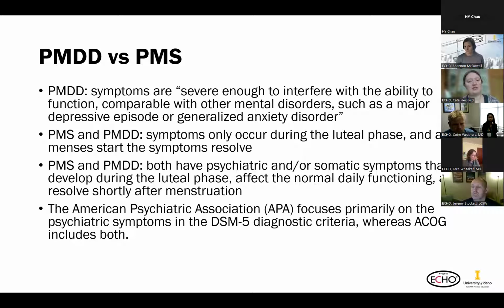So one thing to think about if you're looking at your resources for the diagnosis of PMDD: the American Psychiatric Association, of course, focuses primarily on the psychiatric symptoms written in the DSM-5 diagnostic criteria, whereas ACOG focuses on both.